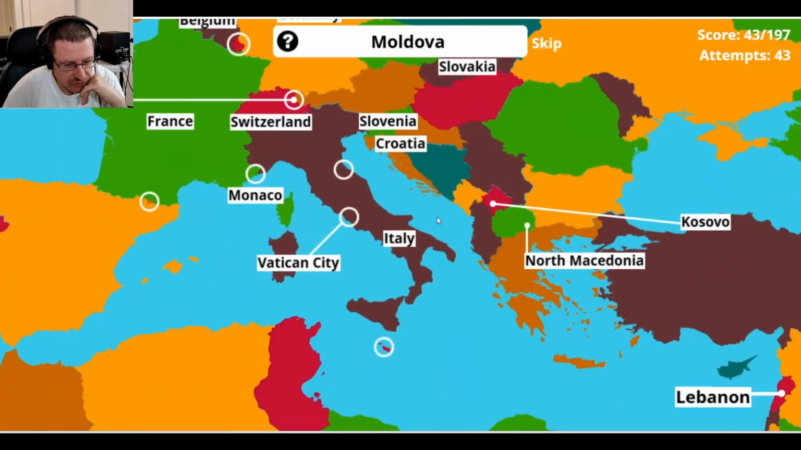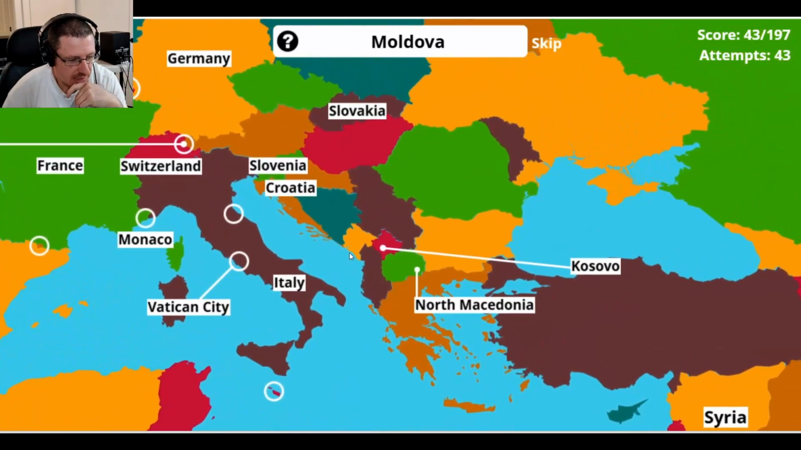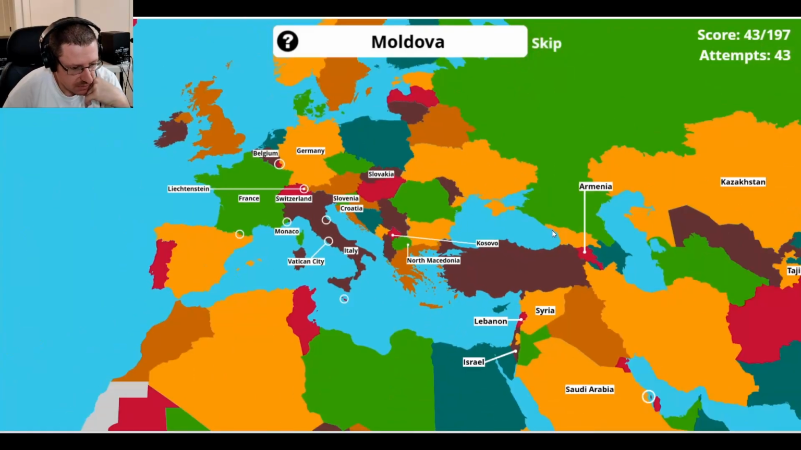Moldova. Oof. Let me zoom out, because Moldova's small. I believe Moldova's right here. Moldova is a major exporter of walnuts.